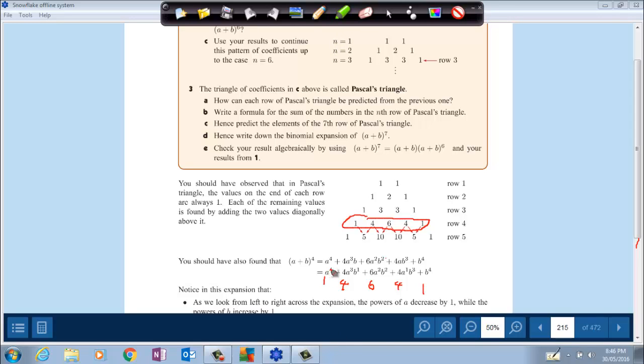So if you look at the first one, we have a to the 4, and then it's a to the 3, a to the 2, a to the 1, and really nothing, which is a to the 0. So you start off with the highest power of a and you go down. Likewise with the b's, you actually start off with no b or b to the 0, and then you go b to the 1, b to the 2, b to the 3, b to the 4. So the a's go down and the b's go up. So you can use that to expand any binomial bracket.